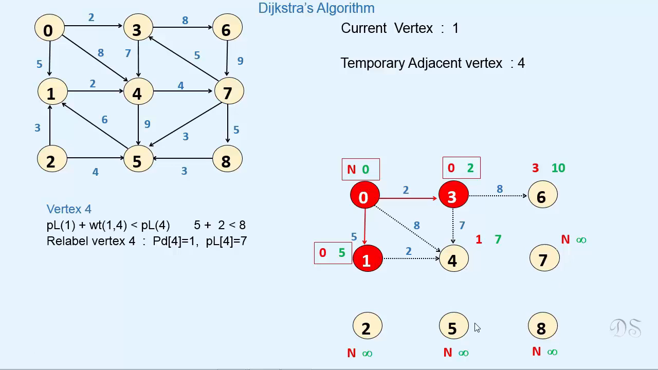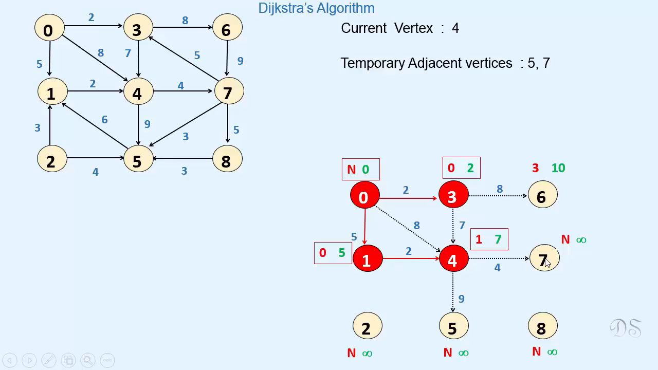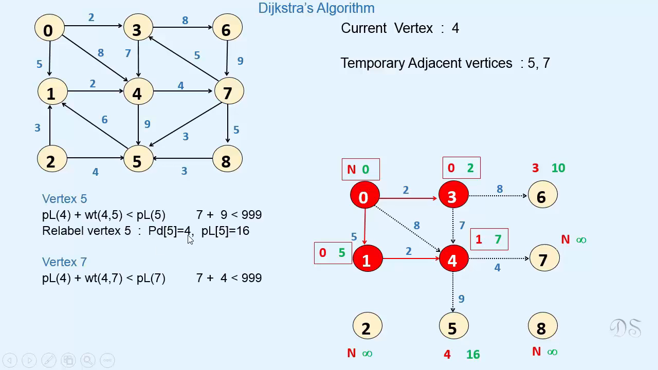Now from all the temporary vertices, this vertex 4 has a minimum path length. So we'll make this vertex 4 permanent. And now this vertex 4 is a current vertex. Vertices 5 and 7 are adjacent to this vertex 4 and both of them are temporary. So we'll examine these vertices 5 and 7. Now both of them have path length infinity. So definitely both of them will be relabeled.